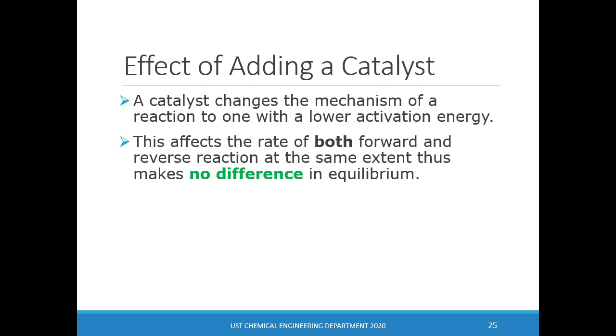Finally, let's see what is the effect of adding a catalyst into a system at equilibrium. A catalyst is a substance that enables a chemical reaction to proceed at a faster rate due to the lowering of the activation energy of the reaction. Since a catalyst increases the rate of both the forward and reverse reactions to the same extent, there will be no difference in the equilibrium position. The only change is that equilibrium will be attained in a shorter time.